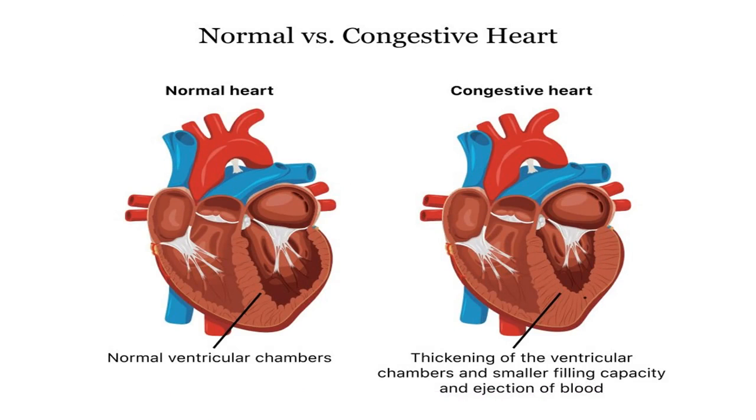So this is congestive heart. This is a normal heart, and in this normal heart we can see that everything is perfect. This is the normal ventricular chamber. This is a congestive heart on the right side of the image. You can see that in the left ventricular region there is thickening of the ventricular chambers and smaller filling capacity and ejection of blood. So there will be decreased blood ejection, decreased cardiac output from the heart, due to congestive heart failure.